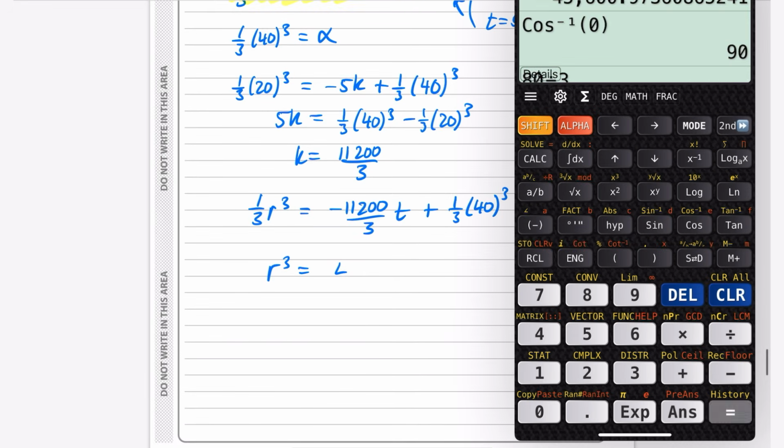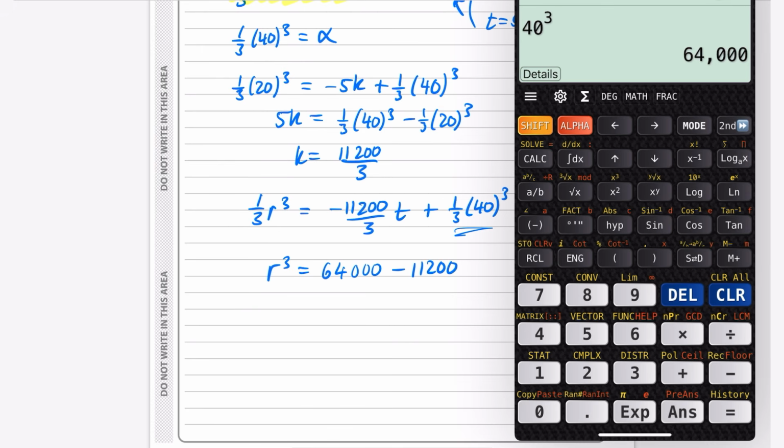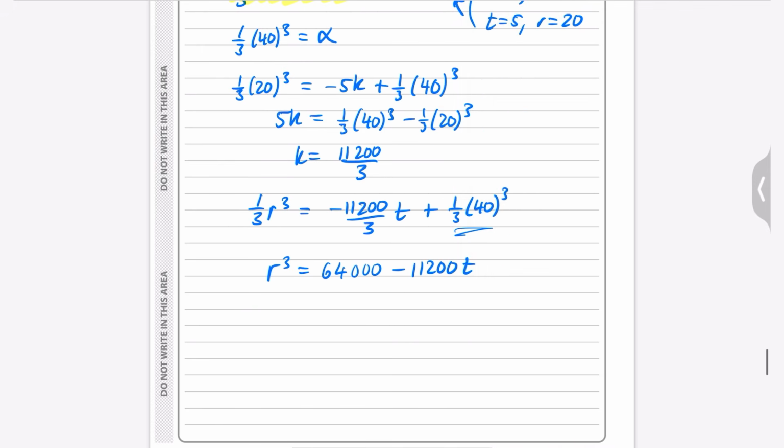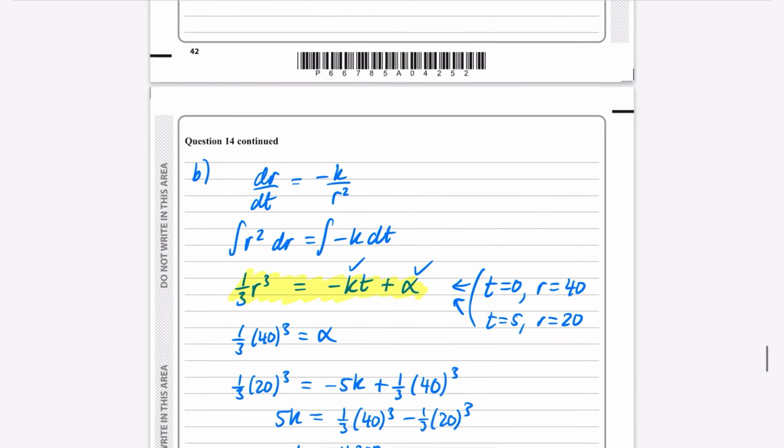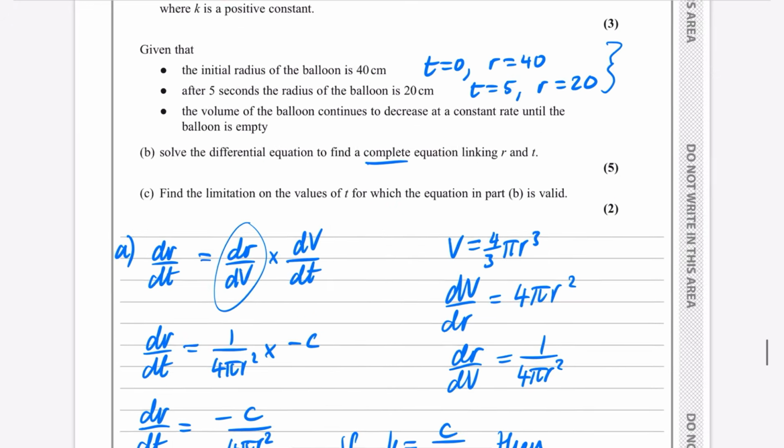Let's just quickly work out what 40 cubed is. I'm looking at this second section that I've got here. 40 cubed is 64,000 minus 11,200t. So I've got that equation linked together. If you wanted to make r the subject and do the cube root, then you can, but I'm quite happy to leave it in this form. Pretty tough. This is a really, really hard exam. So we've done that bit.